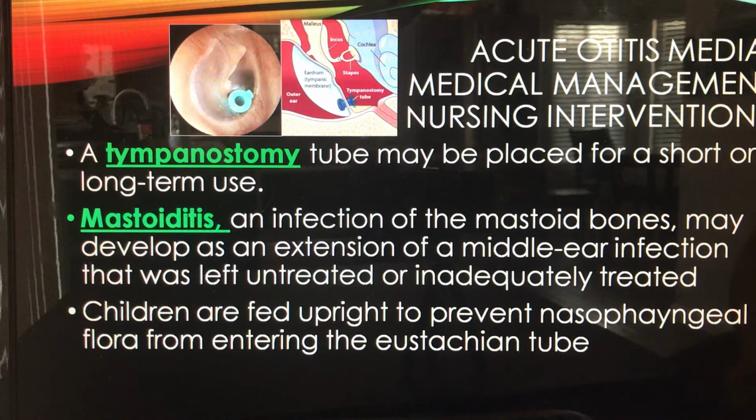Okay, so for nursing interventions and medical management, a tympanostomy tube may be placed for a short or long-term use. And that's this tube right in here. And mastoiditis, it is an infection of the mastoid bones, and it may develop as an extension of middle ear infection that was left untreated or inadequately treated. So you always want to make sure that you go in for any type of ear infection because the infection could spread to your bone. And children are fed upright to prevent nasopharyngeal flora from entering the eustachian tube.